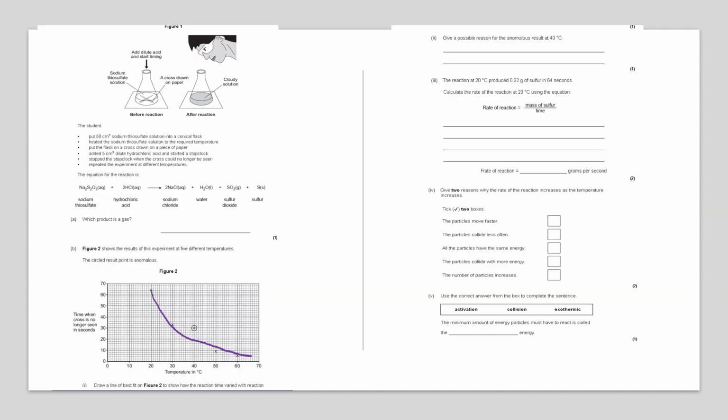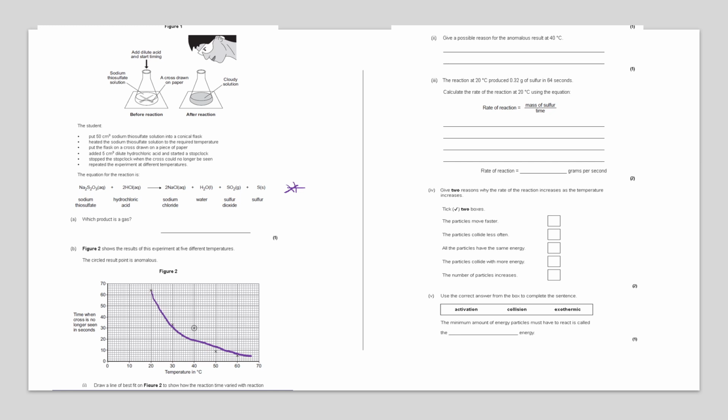Now in this next question, we have an investigation where someone has put 50 centimetres cubed of sodium thiosulfate into a conical flask. They've heated the sodium thiosulfate solution to a particular temperature. They put the flask on a cross drawn on a piece of paper, added 5 centimetres of hydrochloric acid and started the stop clock. They've stopped the stop clock when the cross can no longer be seen and repeated the experiment at different temperatures. And we have our equation showing us what our reactants and our products are.